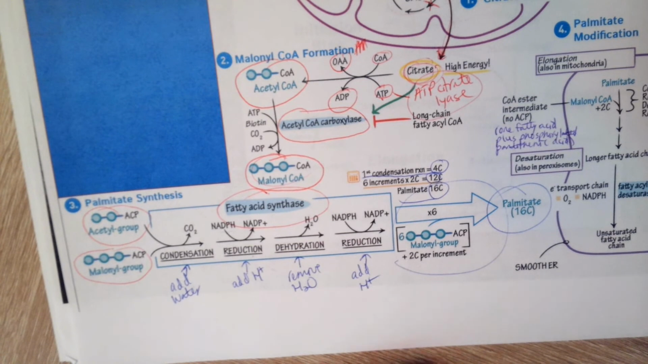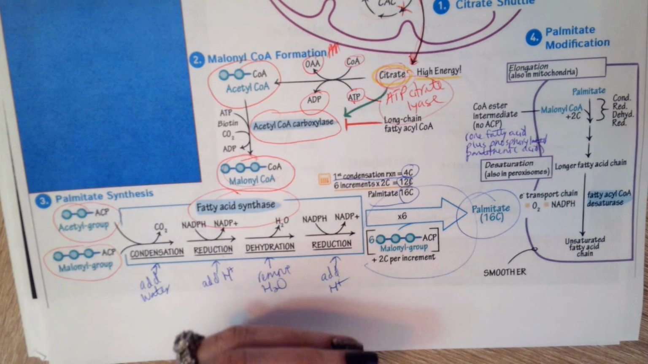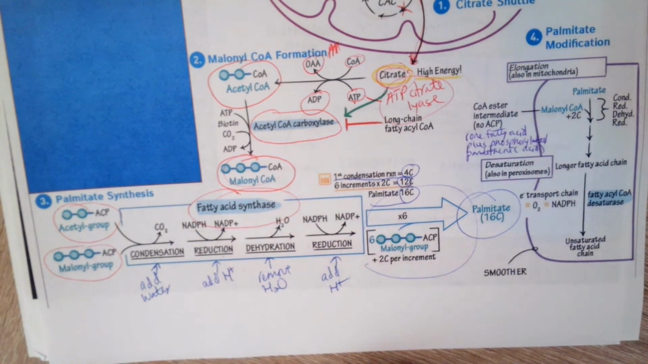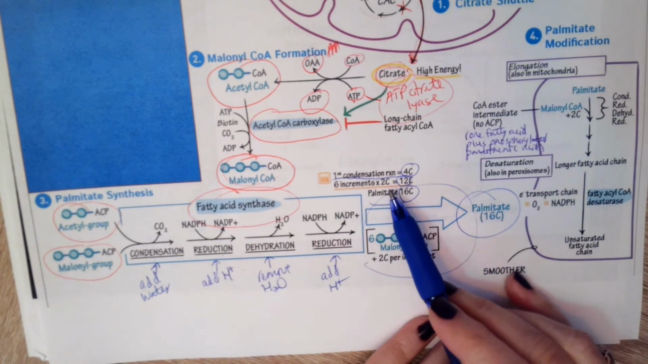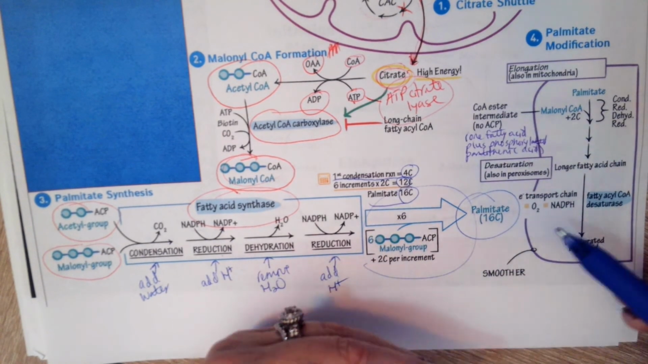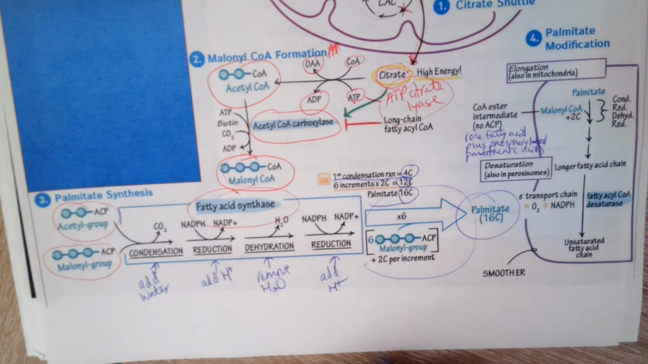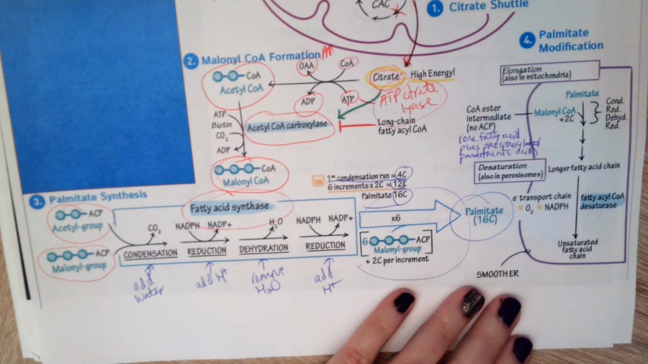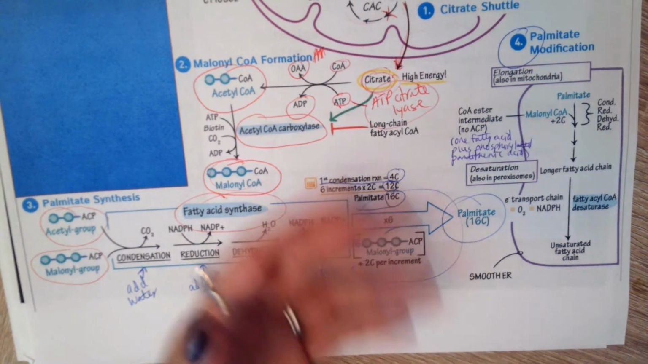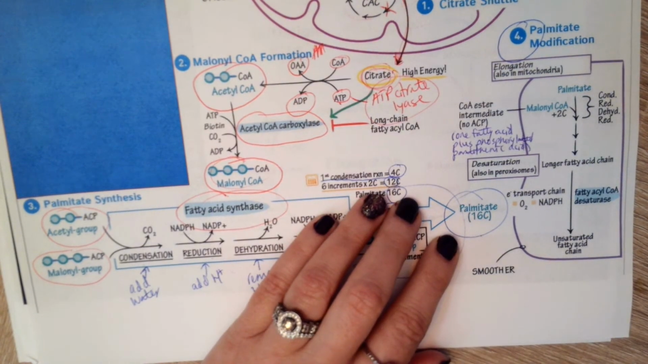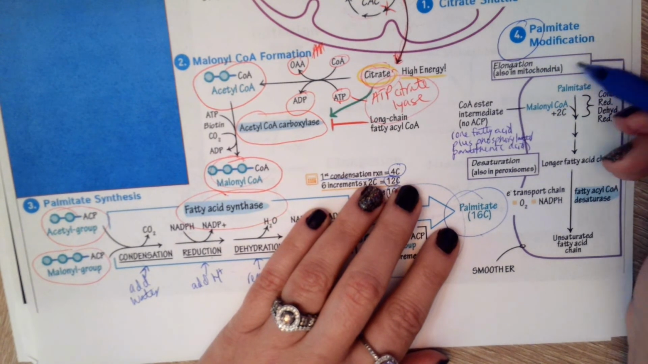Now, we're not just stuck there. We can elongate our palmitate. We can keep adding more fatty acids, more carbons. Every time we do another increment, we can add 2 more carbons and just keep extending it, creating more and more fatty acids. So that's where we end up in step number 4. We're either happy with our palmitate and just, okay, we're done and that's enough, or we start elongating it.